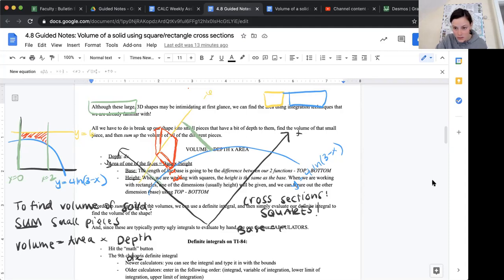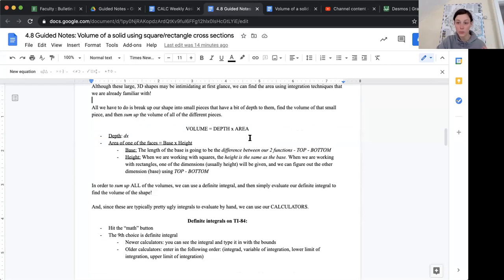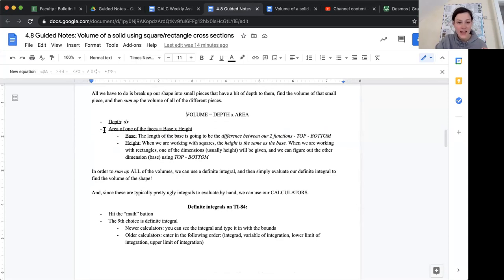Okay, so although these large 3D shapes may be intimidating at first glance, we can find the volume using integration techniques that we are already familiar with. All we have to do is break up our shape into small pieces that have a bit of depth to them, find the volume of that small piece, and then sum up the volume of all the different pieces. And then further, we know volume is equal to depth times area. Depth is dx. The area of one of the faces of our square cross section is equal to base times height.